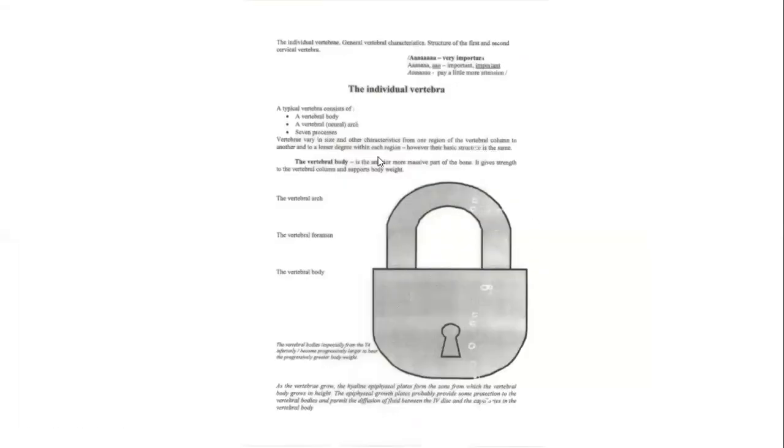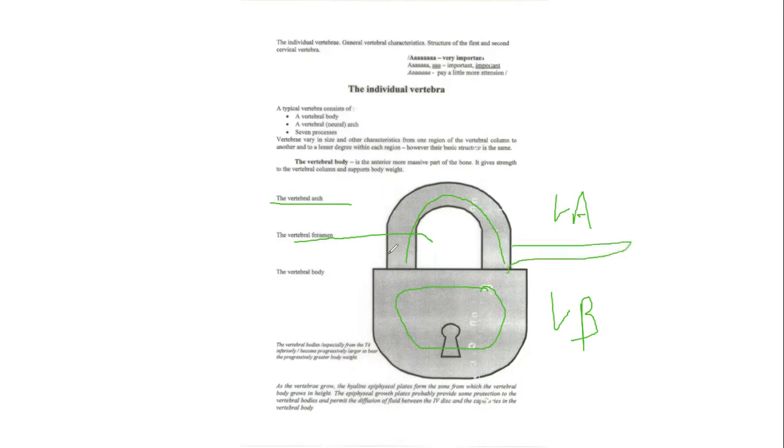So we've got the superior view. If you've got the superior view, here you can find the vertebral body. Here you've got the vertebral arch. Here you've got the vertebral foramen. Here you've got the transverse process. Here you've got the spinous process. Here you've got the superior articular process, inferior articular process.